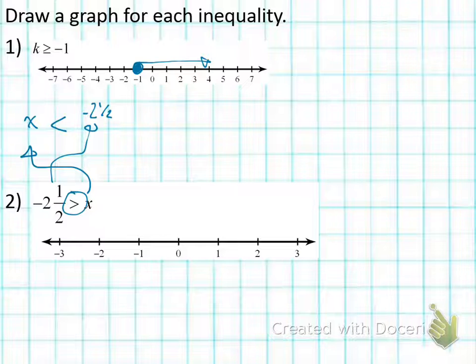It's still a true statement. So x is less than 2 and 1/2, so I go to -2 and 1/2. I know it's between -2 and -2 and 1/2, and we said it's less than, so it's going to the left. And I don't fill it in because there's no equal sign. That's it. Any questions on 1 or 2?